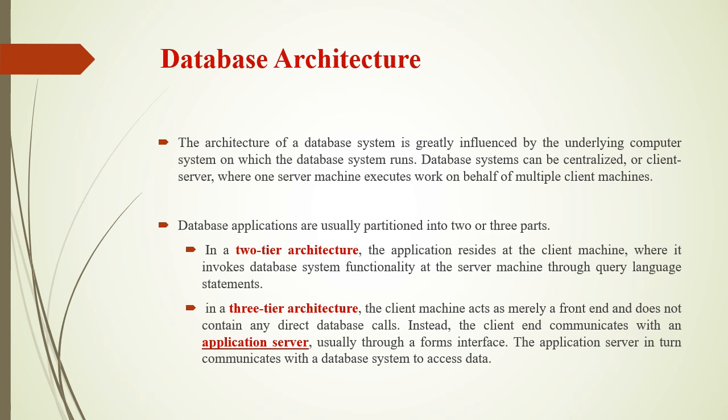In a three-tier architecture, the client machine acts as merely a front end and does not contain any direct database calls. Instead, the client end communicates with an application server, usually through a forms interface. The application server in turn communicates with the database system to access the data.